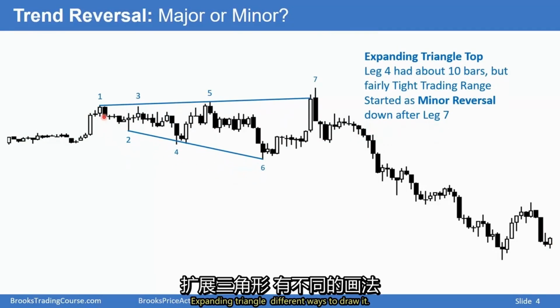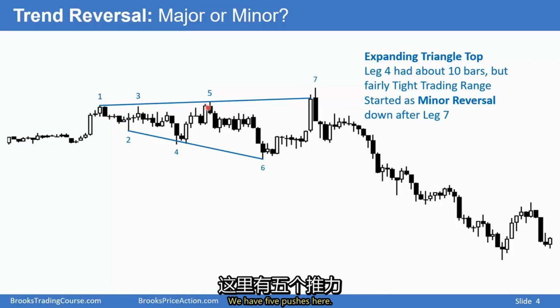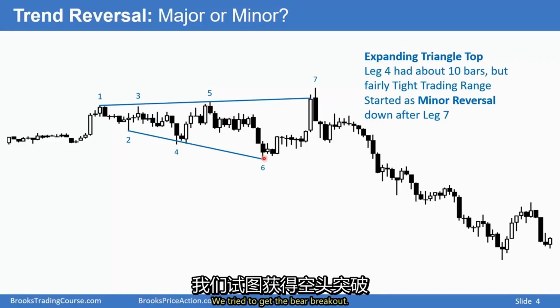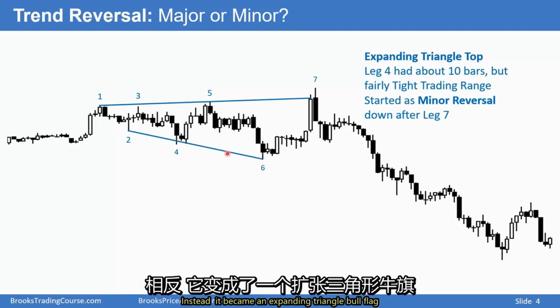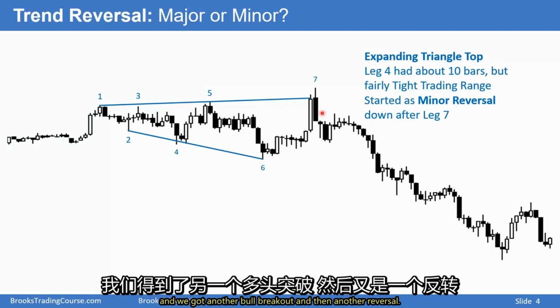Expanding triangle, different ways to draw it. We have 5 pushes here. We tried to get the bear breakout. Instead, it became an expanding triangle bull flag. And we got another bull breakout and then another reversal.